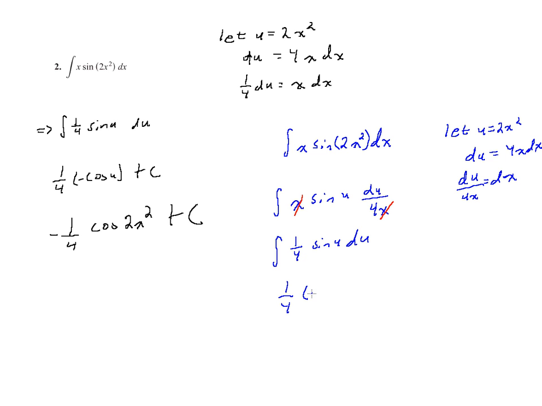It's the negative. The function whose derivative is the sine of u is the negative cosine of u. And we'll add that c. Don't ever forget that c. So we have negative 1/4, and then subbing back in for u, 2x squared plus c, and we get the same thing. So those are two different methods.